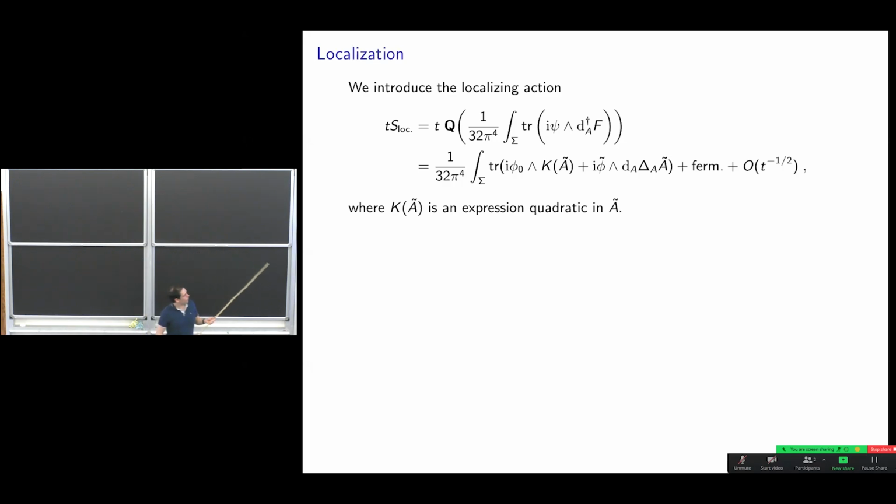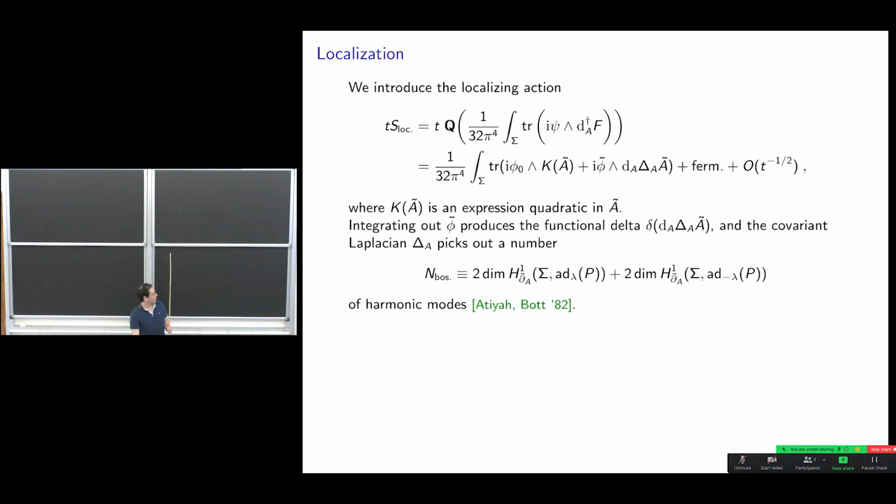Now, because phi appears in this way, it's very tempting to just integrate it out, and that's what we're doing. And in the process of integrating it out, we are producing a functional delta that localizes the functional integral over the kernel of the covariant Laplacian. And if you follow a TM bot, you know that there's a certain number of harmonic modes that survive. They're given by this expression.